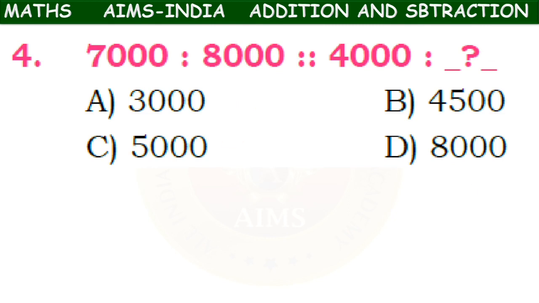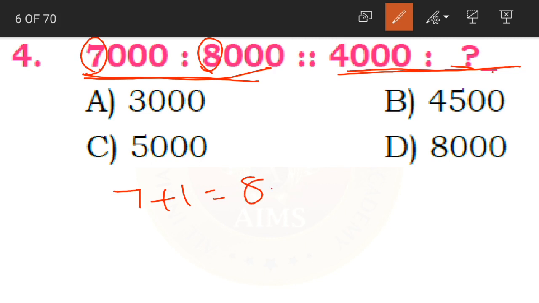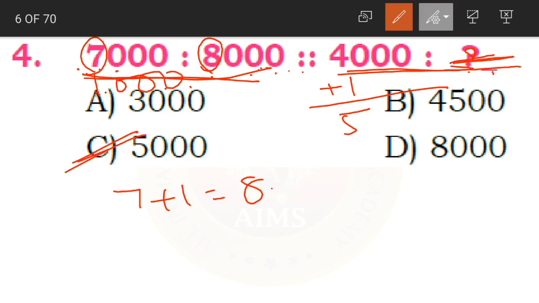Coming to question number 4. Again similar question, see children. 7,000, 8,000, 4,000 dash. From mental addition what can we say? 7 plus 1 is equal to 8. So yes, thousands are the same. So we are adding 1,000 to 7,000. 7,000 plus 1,000 is equal to 8,000. In the same way, what should come here? 4 plus 1 is equal to 5. So 5,000 should be our answer. That is option number C.